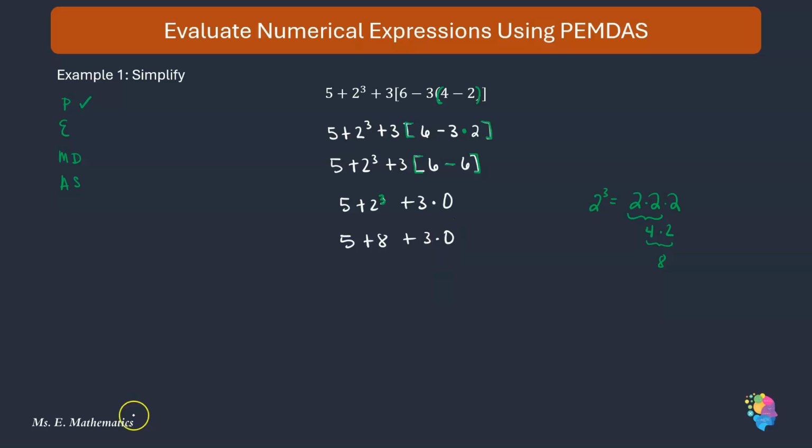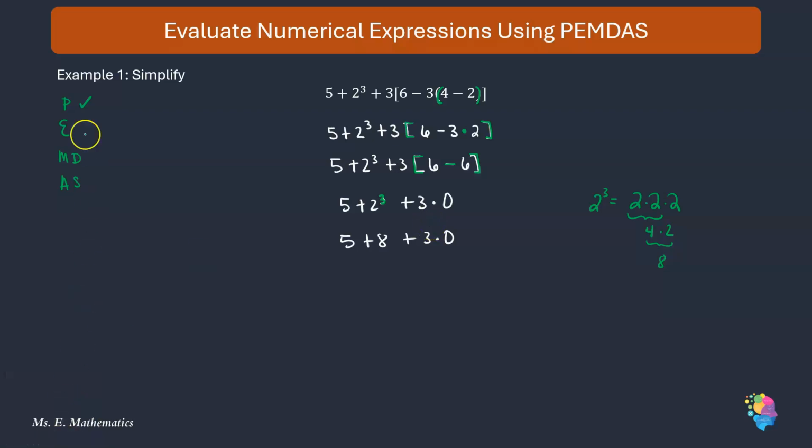Now you might be asking, could we have done the exponent from the beginning and the parentheses at the same time because they are located in different terms? Yes, you can. As you get better and better at these, you might be able to do 2 steps, 3 steps at a time. But for now, we're going to do every step in order.